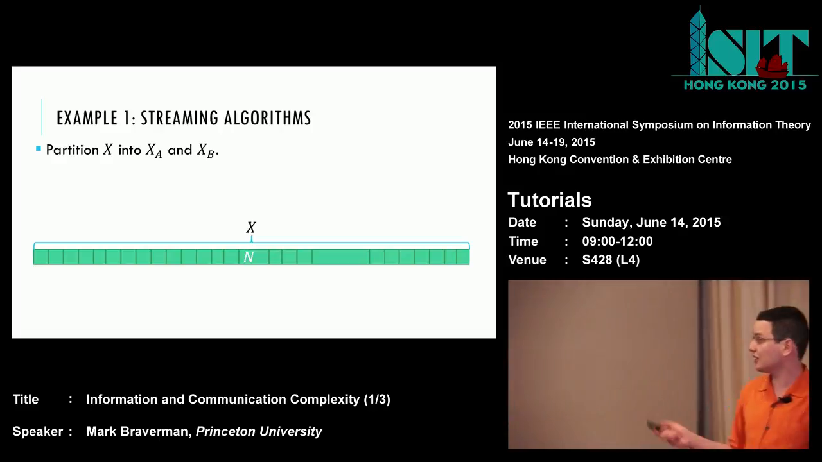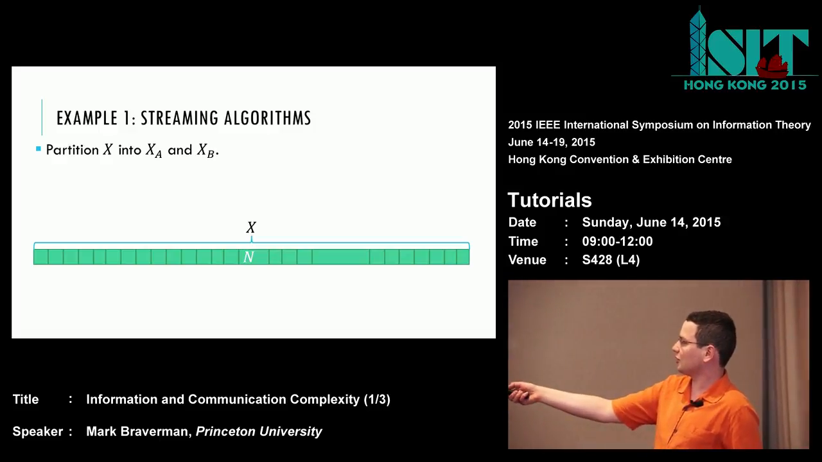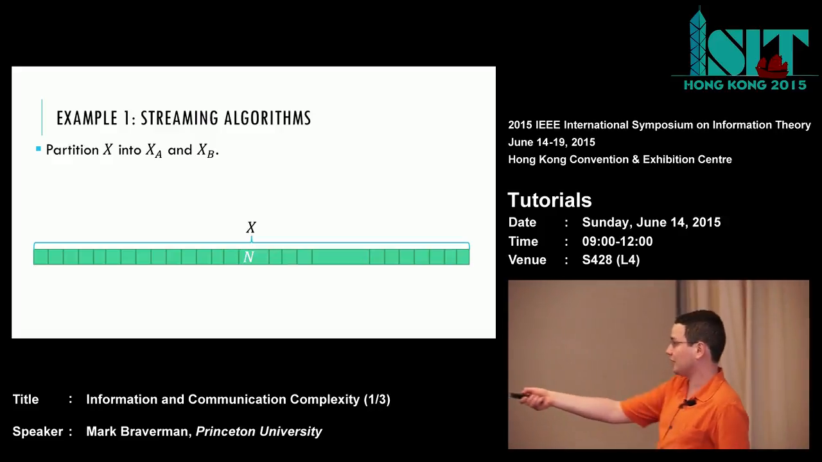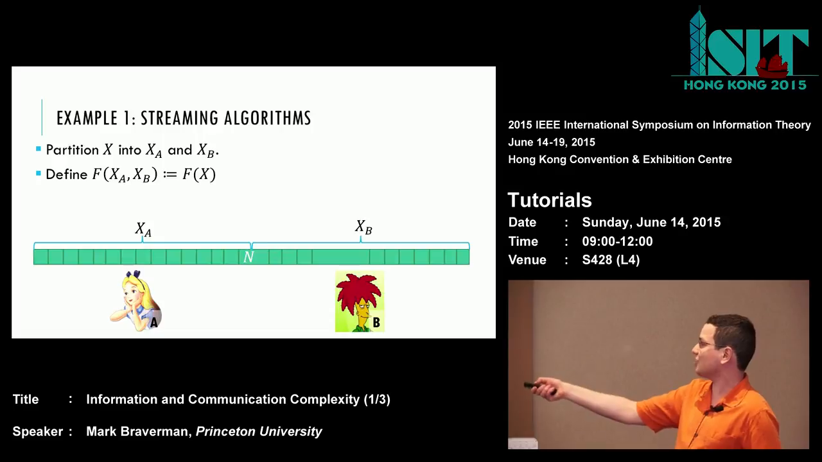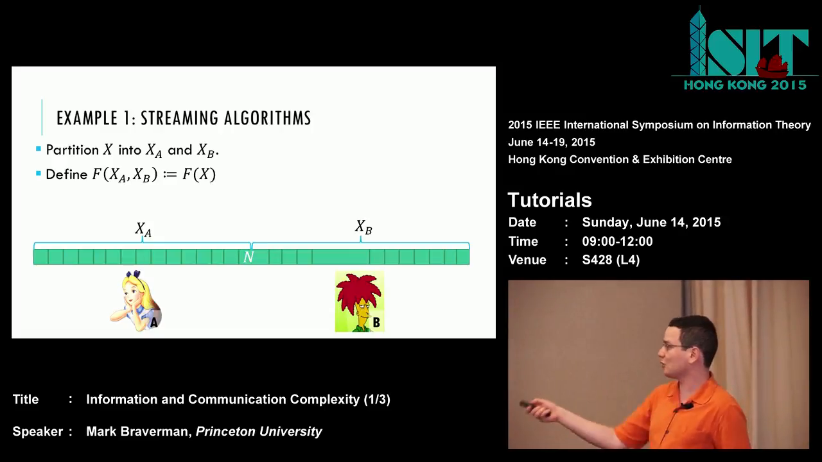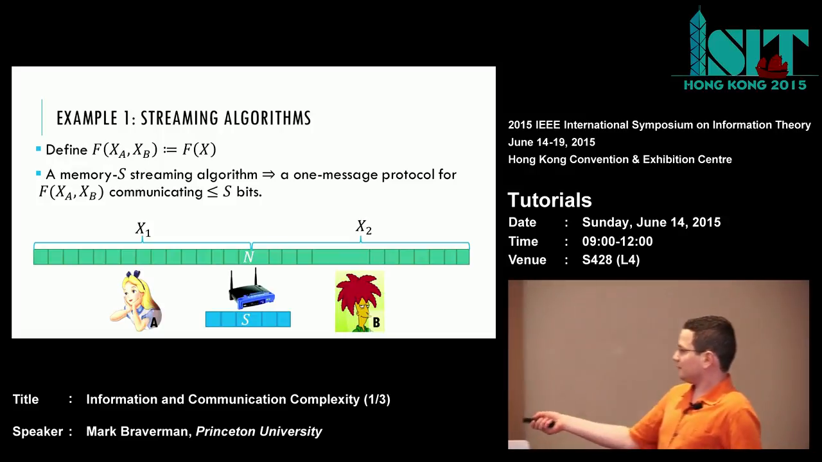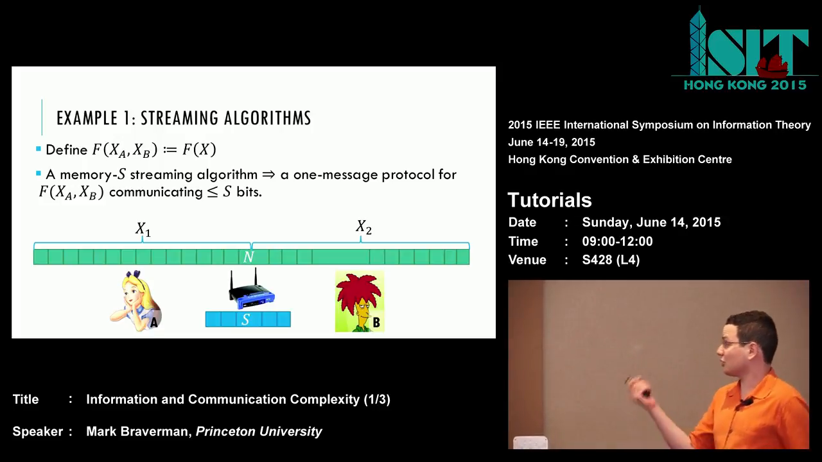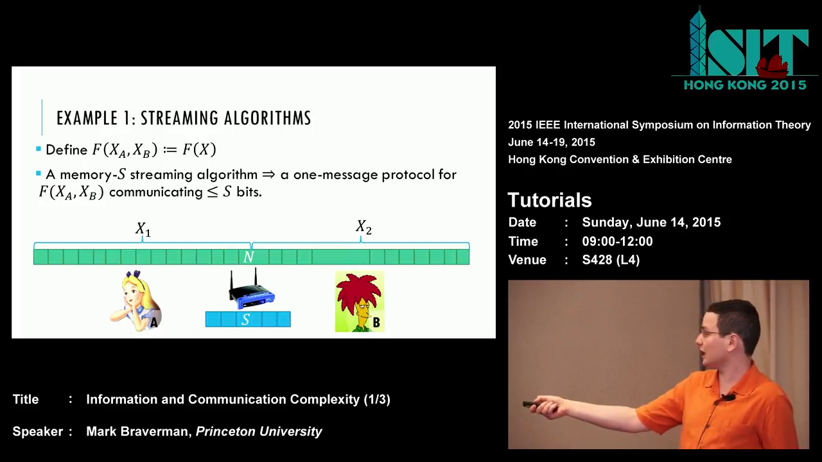So here is the trick. In this case, it's a pretty straightforward trick. You take your input, and you just partition it into two parts. Let's call them XA and XB. They're just two parts of the input, the first half and the second half. And you define a two-variable function, f of XA, XB, as just f of the combined string. Now you give the first half to Alice, the second half to Bob. If there is a good streaming algorithm, how many bits do Alice and Bob need to exchange in order to solve f? In order to compute f of x1 and x2.